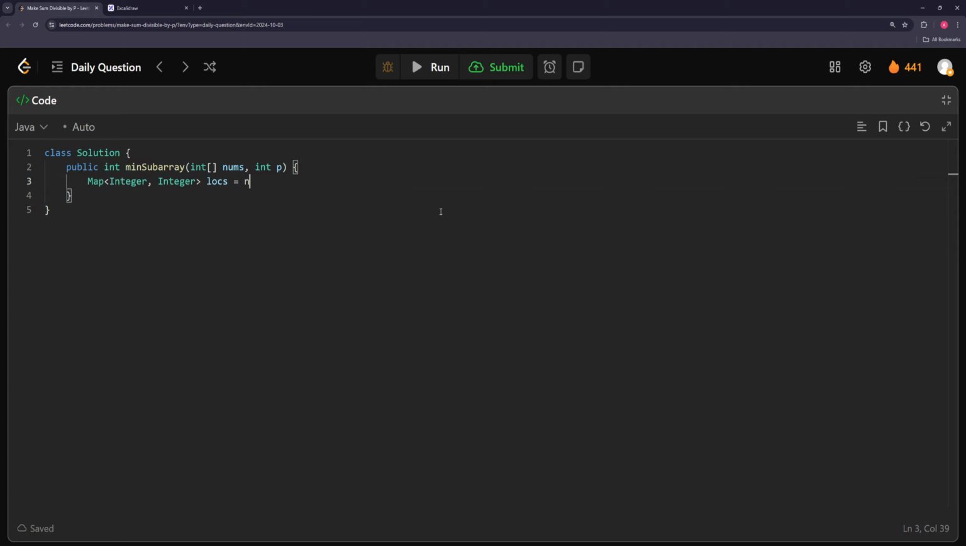Integer, locations equals new hash map. Oops. Okay. I think I used array in some other one. Okay, and then we're going to say, we don't even need to make this first. Let's actually get a total. So let's just get the total.